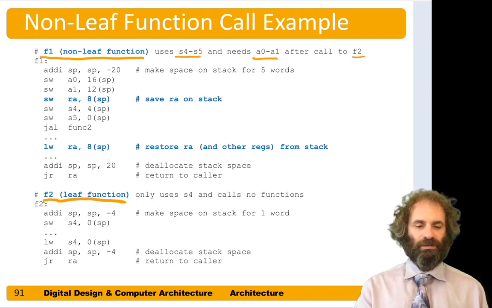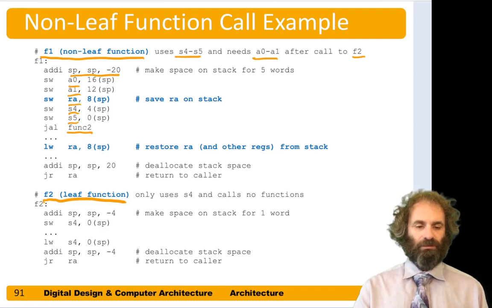So f1 will start by making room for 5 things on the stack, moving the stack pointer down by 20 bytes. It will save a0 and a1 that it needed. It will save its return address, so f1 knows where to go back to at the end, and it will save s4 and s5 that it wants to use. Then we can do a jump and link to function 2.